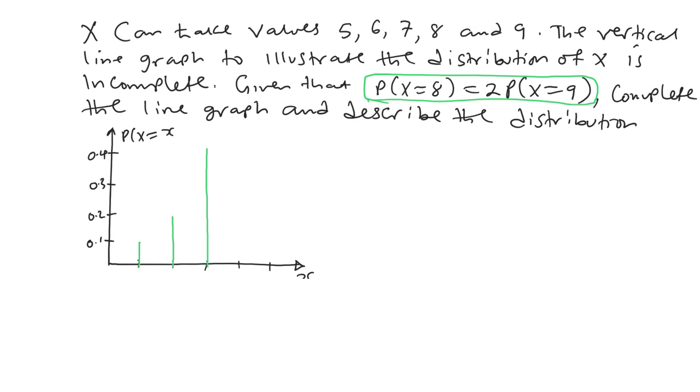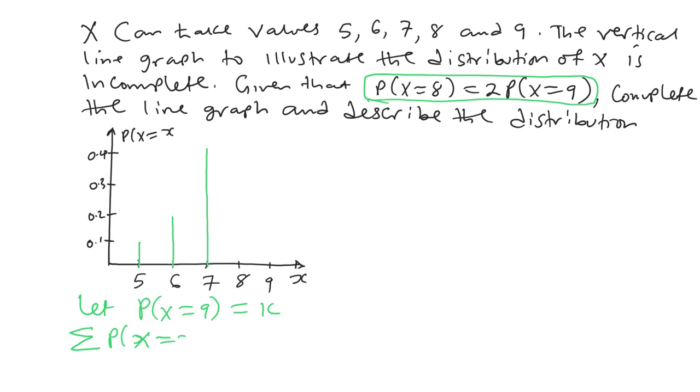So to be able to solve the problem easily, let the probability of x equal to 9 be some value, maybe k. The summation of all probabilities for capital X equal to small x must be equal to 1 if we take all the values of x given. So what do we do here? This is what we do.